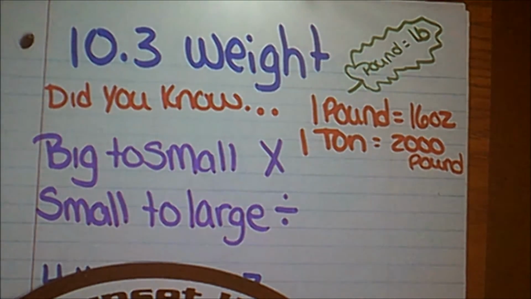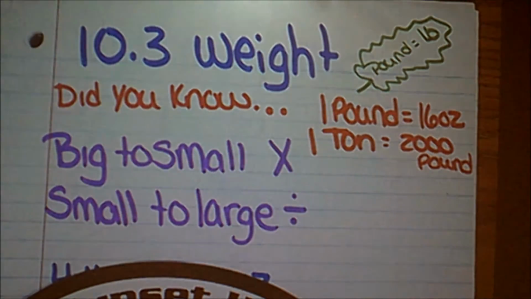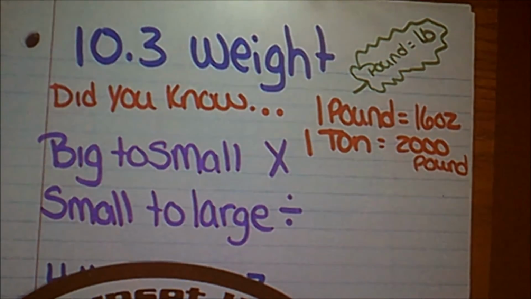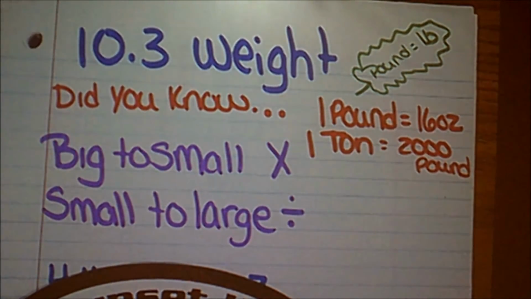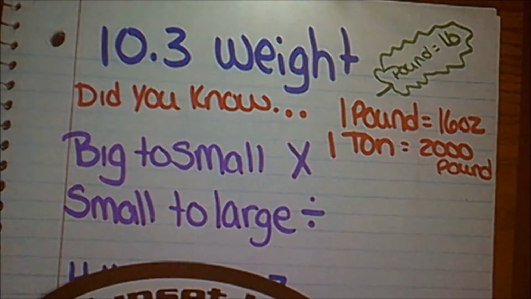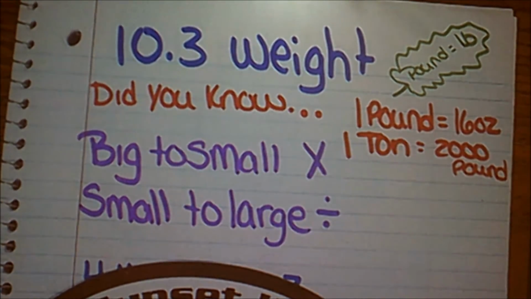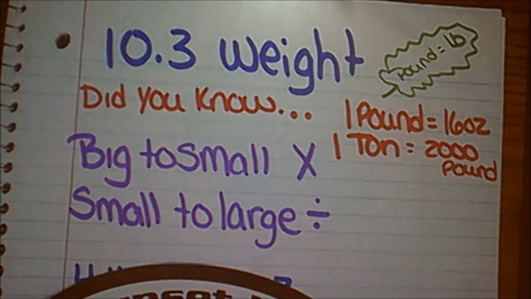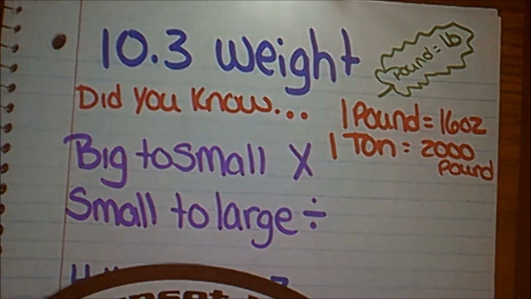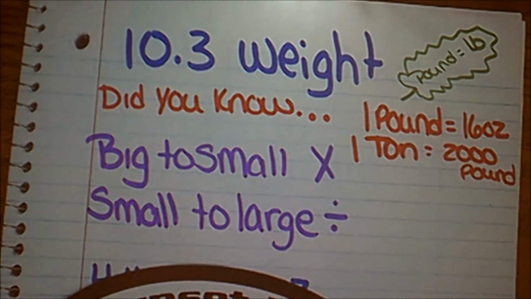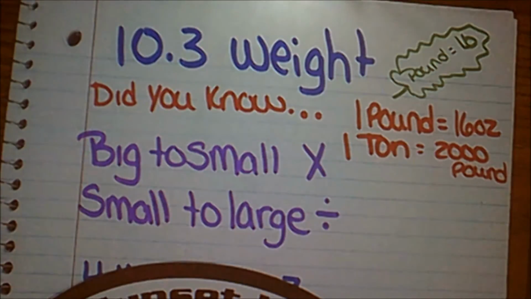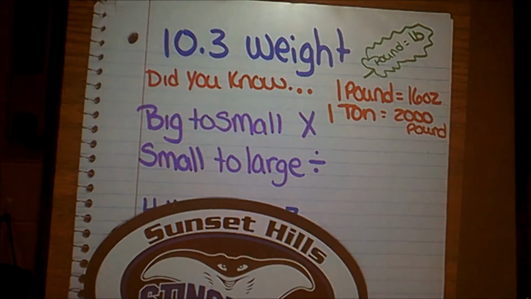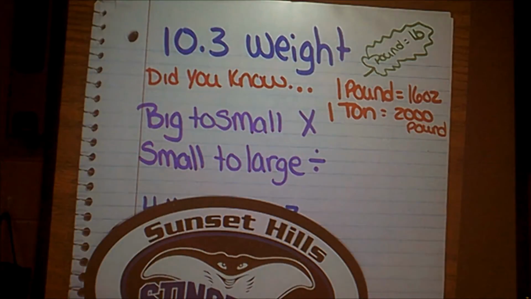1 pound equals 16 ounces and 1 ton equals 2,000 pounds. In the little green bubble above that, you can see pound equals LB. LB is the abbreviation for pound. So when we're doing conversions and you see that LB, it stands for pound. Just like we know IN is the abbreviation for inch, we need to know that the abbreviation for pound is LB. So let's try some of these conversion problems and see how we do. Once again, remember, big to small we multiply, small to large divide.